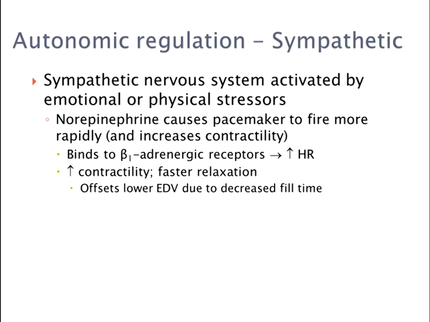And that helps to offset the lower end diastolic volume, because obviously if we have a faster relaxation, that means we're going to have a lower fill time, but we're getting a good strength of contraction. So even though we're seeing a decrease in the end diastolic volume, we're seeing a more significant decrease in the end systolic volume, which helps to offset any lack or loss of the blood.